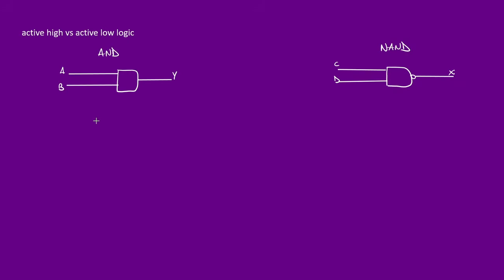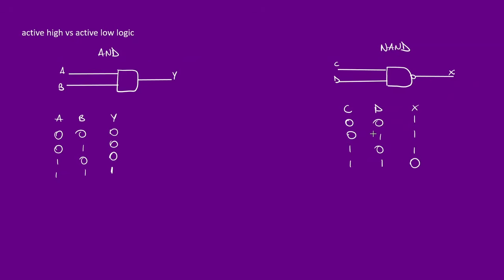Let's draw the truth table for both of these cases. If you have A, B, and output Y, we get 0 0, 0 1, 1 0, and 1 1. Our output Y is going to be low for every case except when both our inputs are high. The opposite is the case when handling this one. You have C, D, and output X: 0 0, 0 1, 1 0, 1 1. Our output is going to be high except in the case when both inputs are 1.